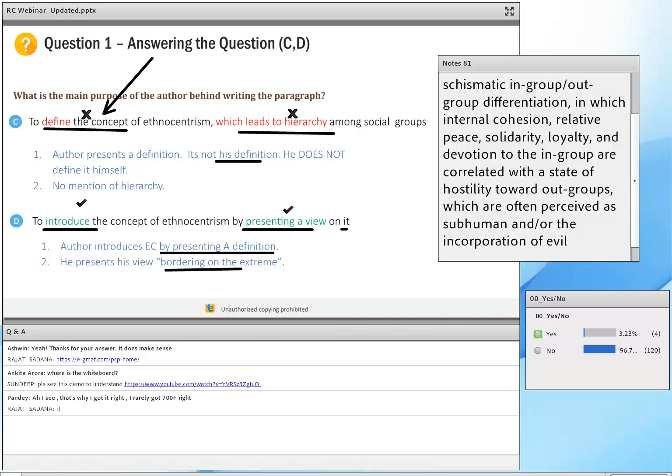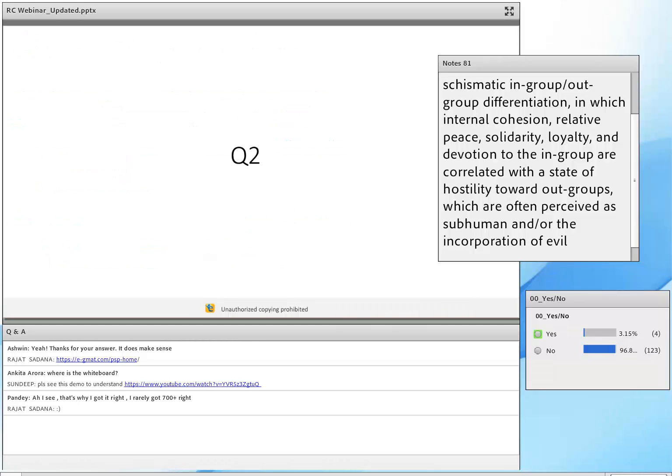No, not a view on ethnocentrism. No, it's a view on that definition. Yes, but not a view on ethnocentrism. Agreed. Okay, let's do one more question over here.